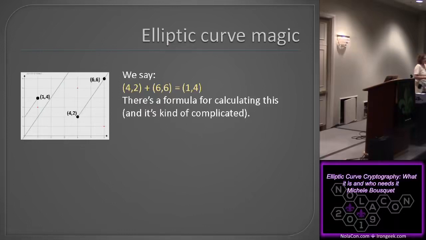But this is the basic idea: that the addition operator means that. Okay?